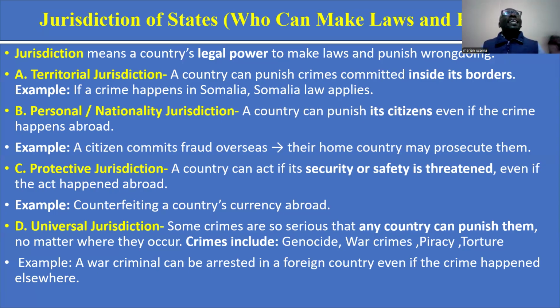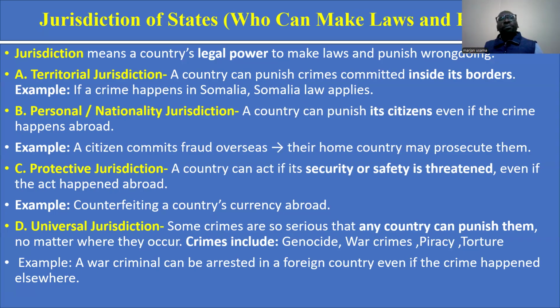Number 1, territorial jurisdiction. A country can punish crimes committed inside its border. For example, if a crime happens in Somalia, Somali law applies, full stop. If somebody does something in your country, we are going to use the law in that country. So this is what is meant by territorial jurisdiction. It is all about al-makan, the geographical location.